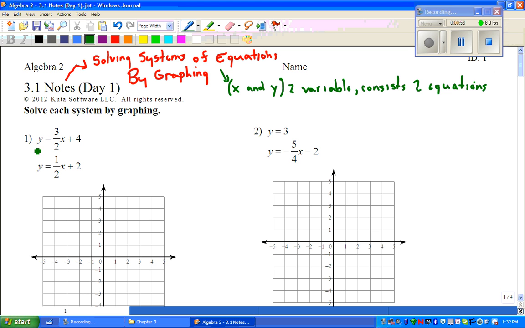If you take a look at example number 1 right here, this one is a system of equations because you have this equation and you also have this equation right here. Both of these equations have two variables in them. This has an x and a y, and this has an x and a y.